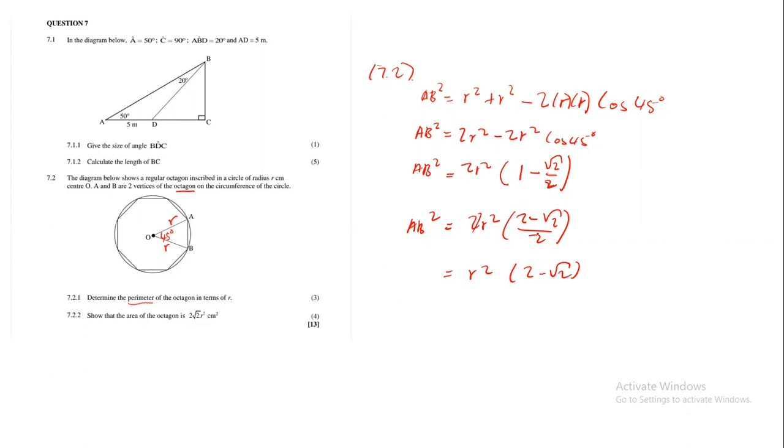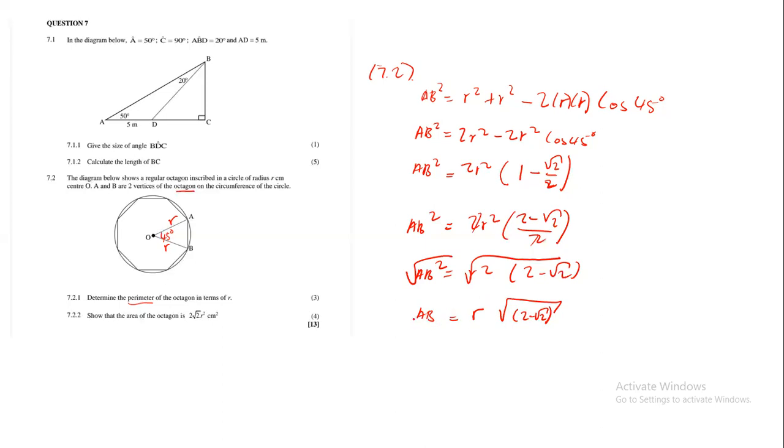This 2 will cancel that 2 when I multiply. And therefore, remember here I have AB squared. And then I'm going to get rid of this squared. On both sides, I'm going to introduce the root sign. So that means AB in this case will be equal to, remember, r squared is a perfect square, so I'm going to have r into root of 2 minus root of 2. And therefore, this will be the magnitude of AB.